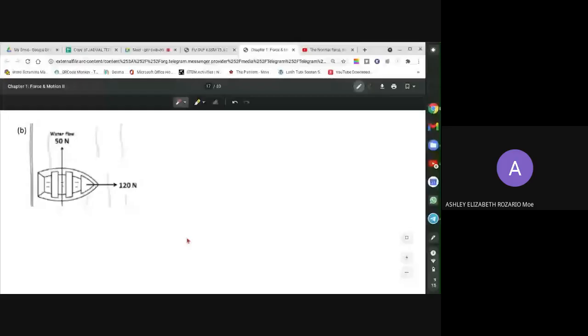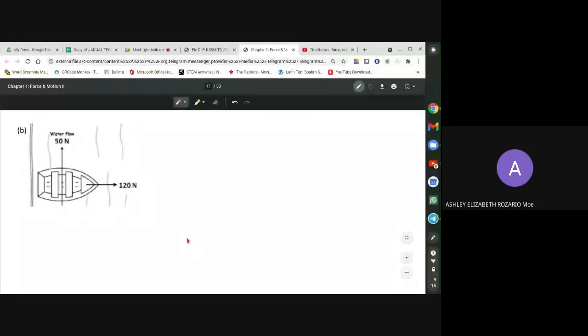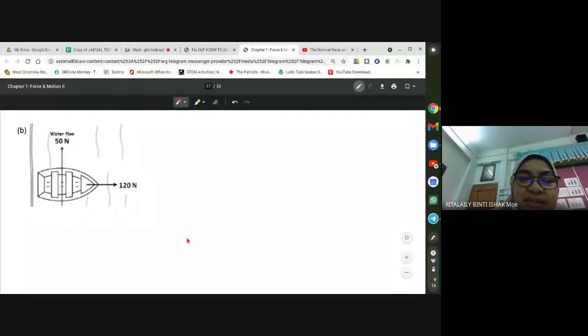Teacher, is the answer in decimal? I'm not very sure. I don't know. I didn't calculate it. What answer do you get? Never mind, teacher. I calculated wrongly earlier. Is it 130? 130. Okay, so let's look at the diagram again.